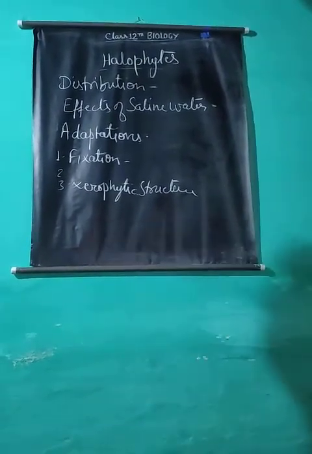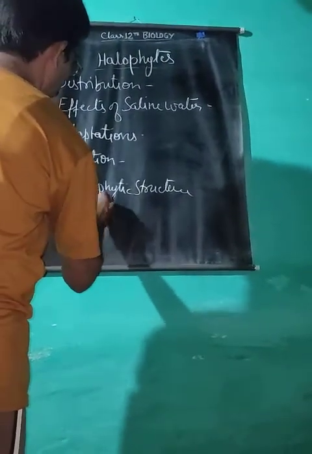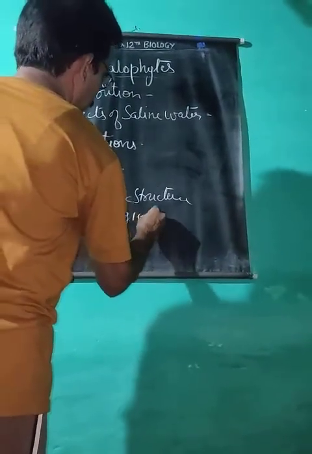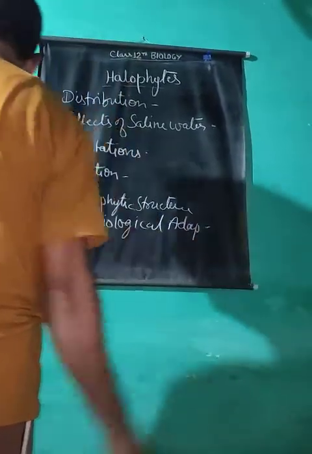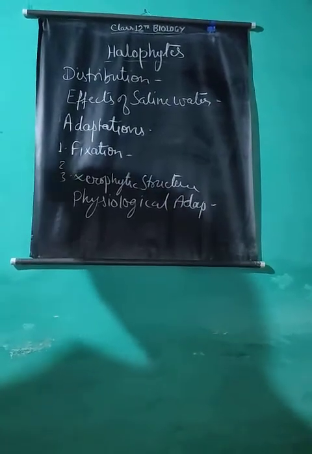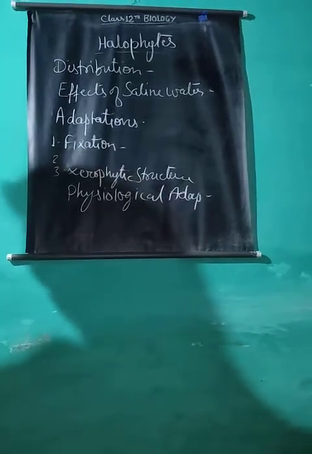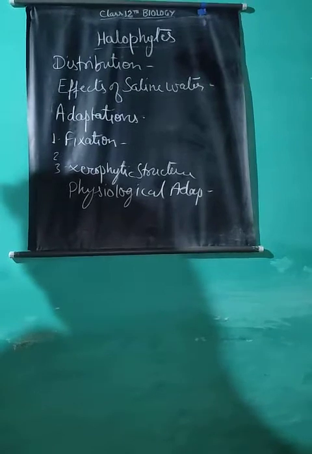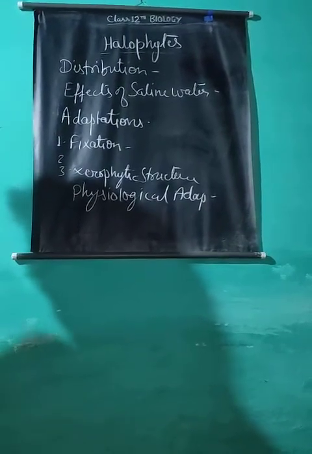Physiological adaptations in mangrove plants. Mangrove plants are halophytes. Halophytes show a very high rate of transpiration. Guttation is very common. That is, they show exudation of cell sap that contains dissolved salts.